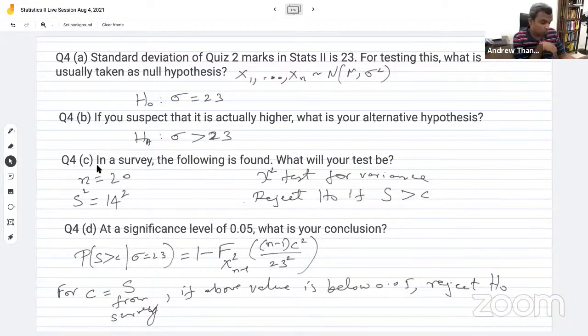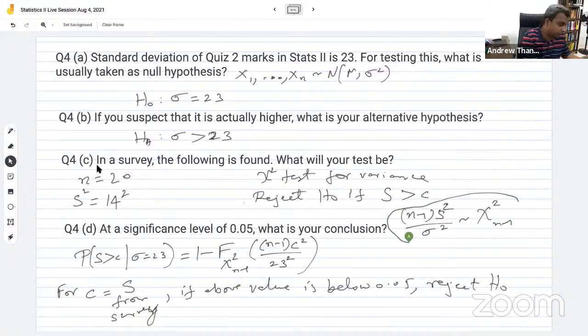You will reject H naught if S is greater than some critical value C. Now, the result here is that (n minus 1) times S squared by sigma squared is chi-squared n minus 1. So this is the main result. Actually it's not approximate, it's an accurate result. (n minus 1) S squared by sigma squared is chi-squared distributed with n minus 1 degrees of freedom. So that's the main point here.